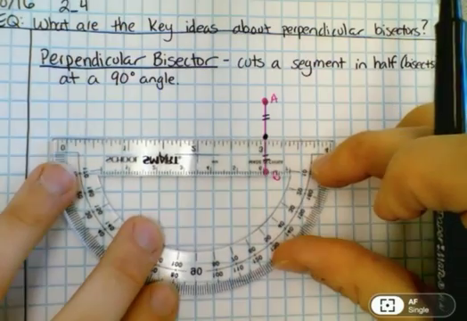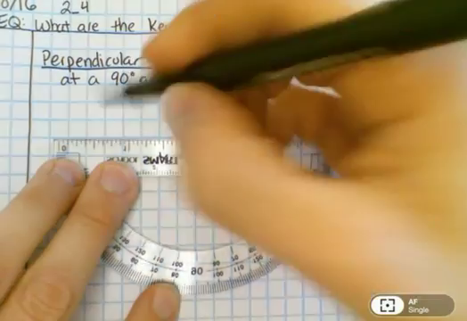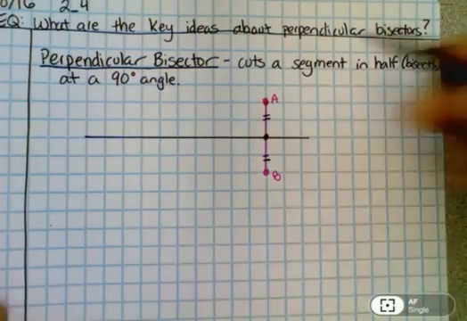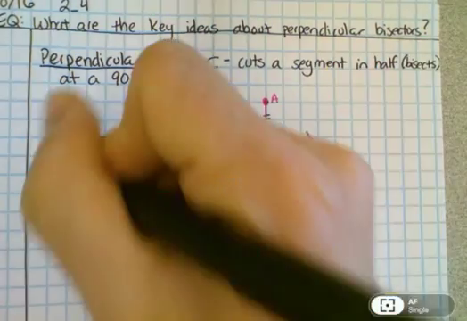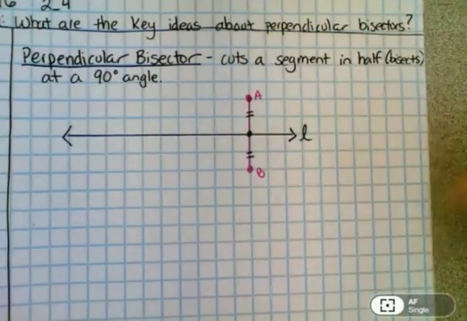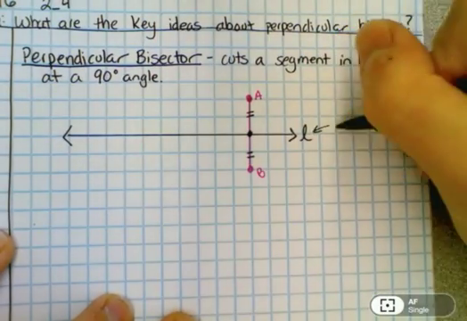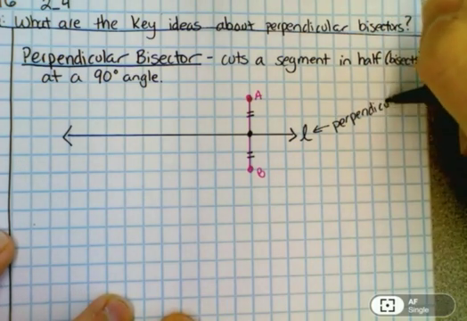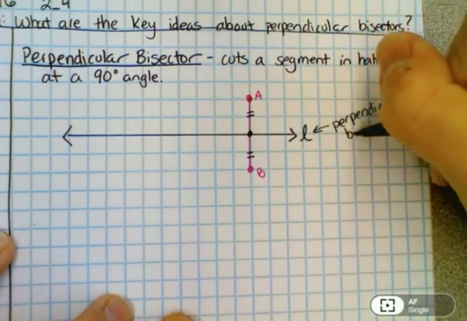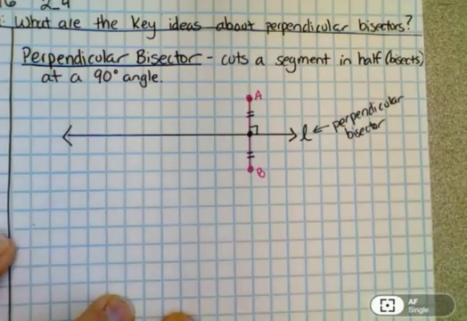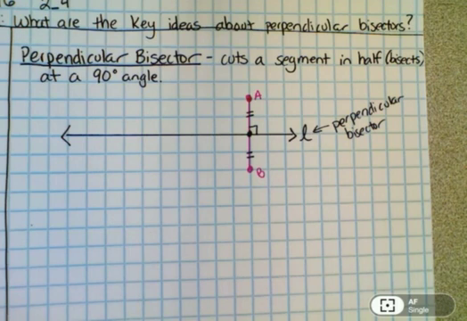And so I'm going to go ahead and, it's real easy to do with grid paper, I'm going to go ahead and draw a line that goes through that. I'm going to label that line L. Line L is the perpendicular bisector. And I also want to take the time to show that it does hit at a 90-degree angle. So that's what a perpendicular bisector is.